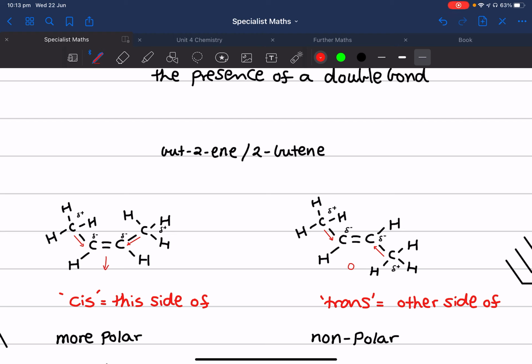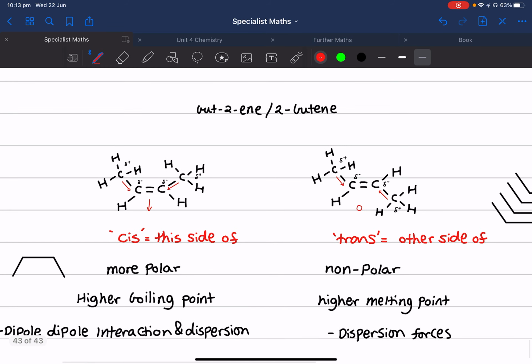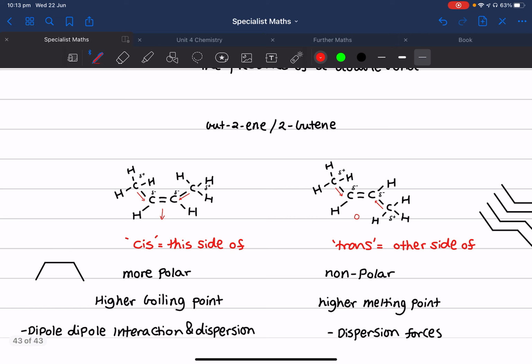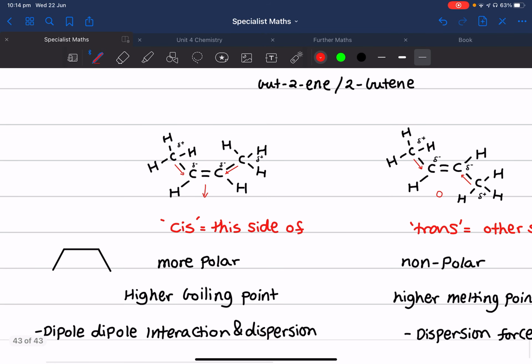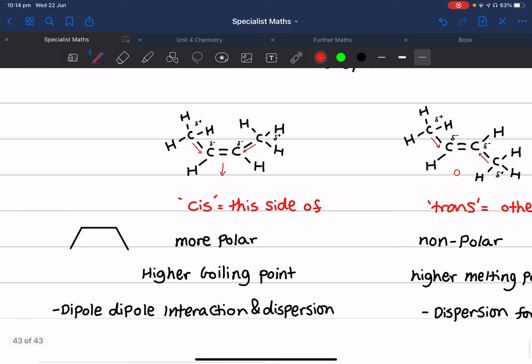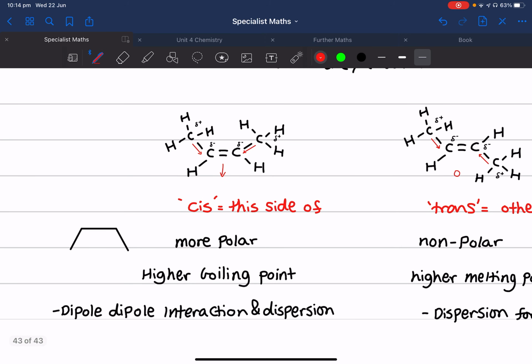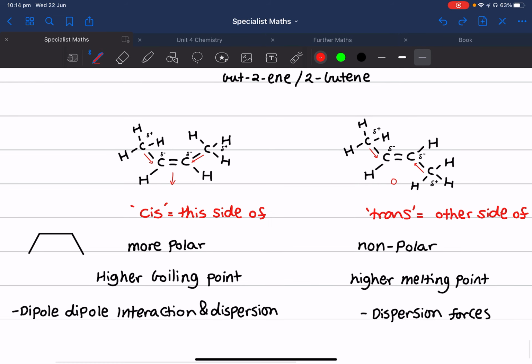Now, onto the more important physical properties. You need to know that the cis isomer tends to have a higher boiling point than the trans isomer, and the trans isomer tends to have a higher melting point than the cis isomer. Let's start by discussing the cis isomer. As I've discussed before, the cis isomer has a net polarity, and therefore it can also form dipole-dipole interactions, on top of the dispersion forces that trans isomers can also form.